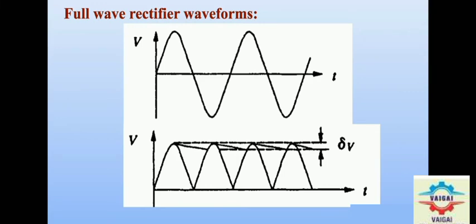Also, the charging and discharging takes place. The difference between charging voltage and discharging voltage is called del V. The del V is very small compared to the half wave rectifier, so the ripple voltage is small compared to the half wave rectifier for the full wave rectifier. It is discharging and then again charging, then again discharging, again charging, again discharging. It is the output across the capacitor.